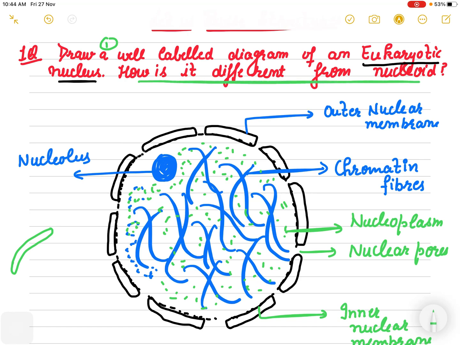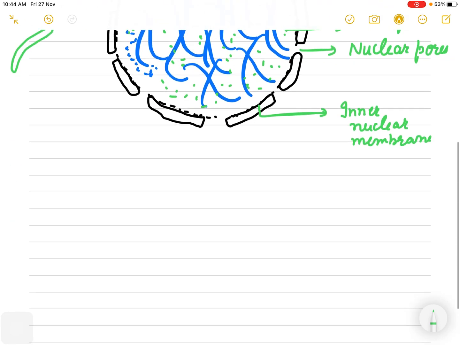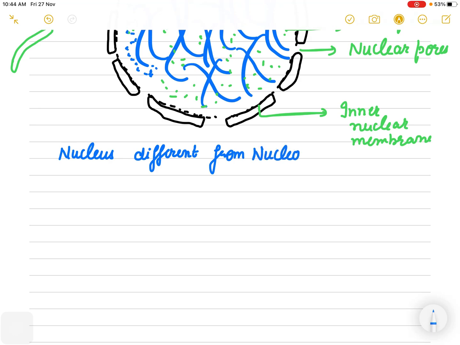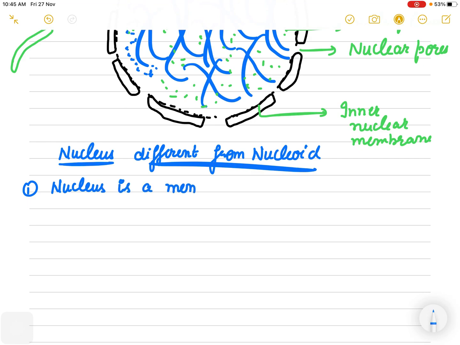How is it different from nucleoid? See, nucleus is different from nucleoid in many ways. We will mention each point, because if it comes in a 5 marks question, we are going to write each point. So how is it different from nucleoid? You know that nucleoid is present in the bacteria. First thing, it has a membrane. So we will write that nucleus is a membrane bound organelle, right? It has a membrane, so we will write that it is a membrane bound organelle.